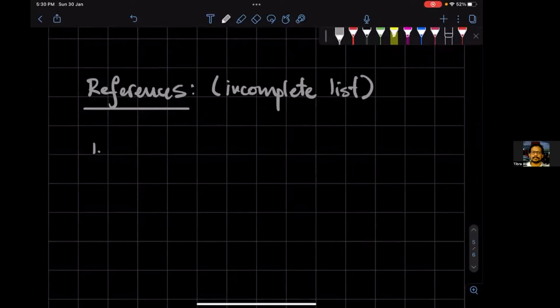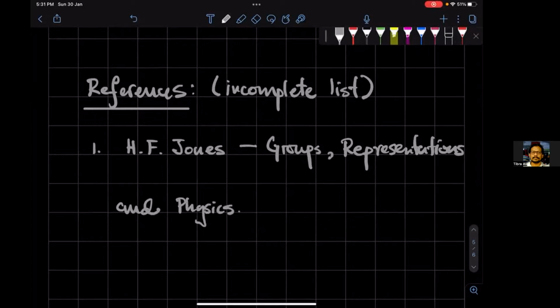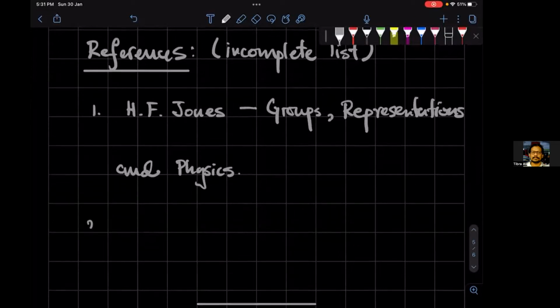A very nice introduction to group theory, which is very easy, but at the same time quite rigorous, is the book by Jones. I like this book very much. This book is called Groups, Representations and Physics. I know what the mathematicians here are thinking, but it's a good book, even from a mathematical point of view.